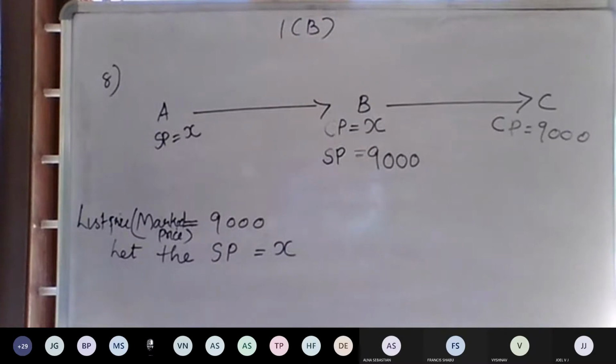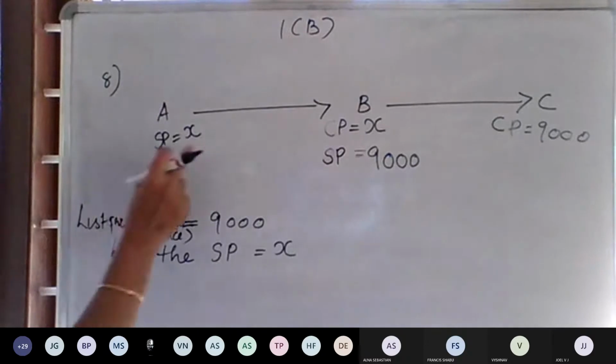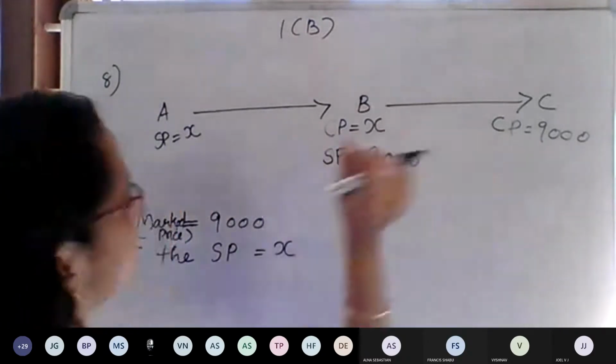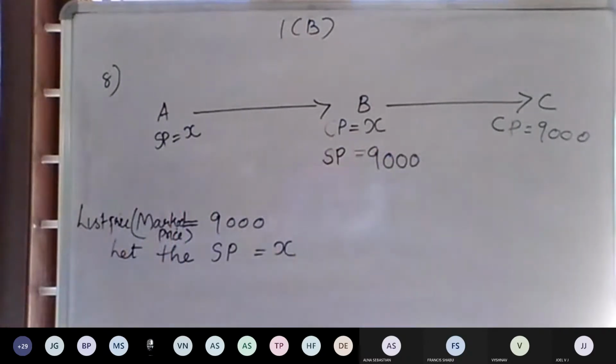First step, what do we want to do? We got all the things. Then next step, what do we want to do? A to B transaction, B to C transaction, SP here, CP here. Write down up to this what is given. The list price, or the market price, another name for list price, is 9,000.